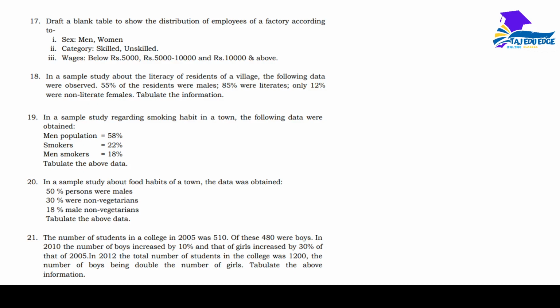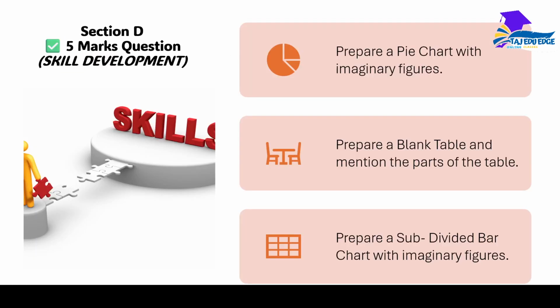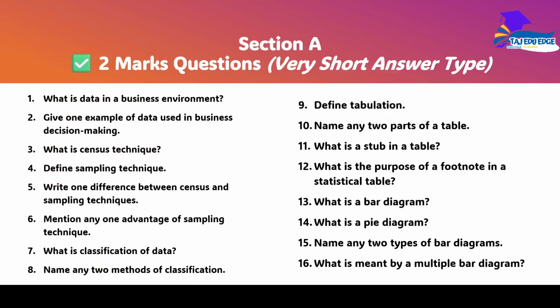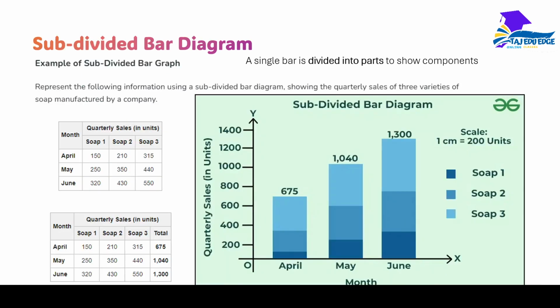For the exam, there are a few practice questions which I have given. I also have a previous year question paper with one question on tabulation of data. And for skill development also you have 3 questions arising from this unit only. This unit is very important for skill development. So this unit mostly consists of around 14 marks, which consist of 5 marks for skill development and 5 marks for section B questions, totaling 14 marks. So we'll be discussing in my further videos.